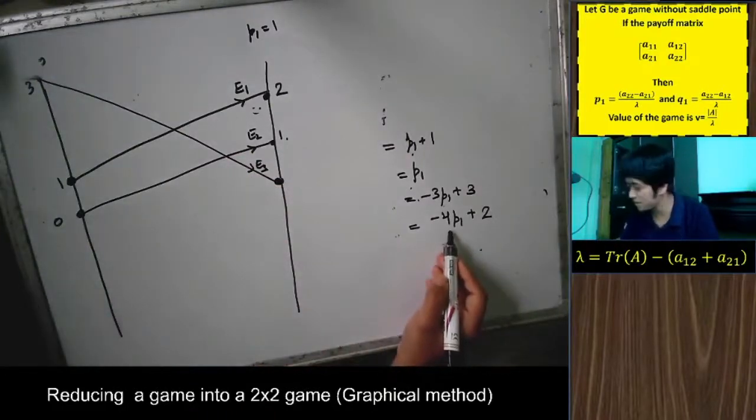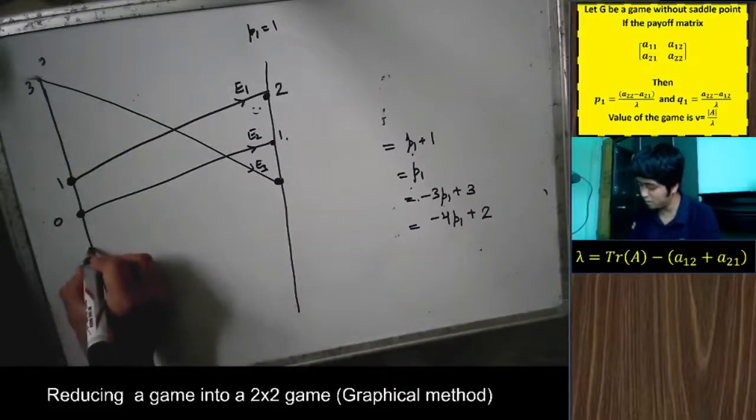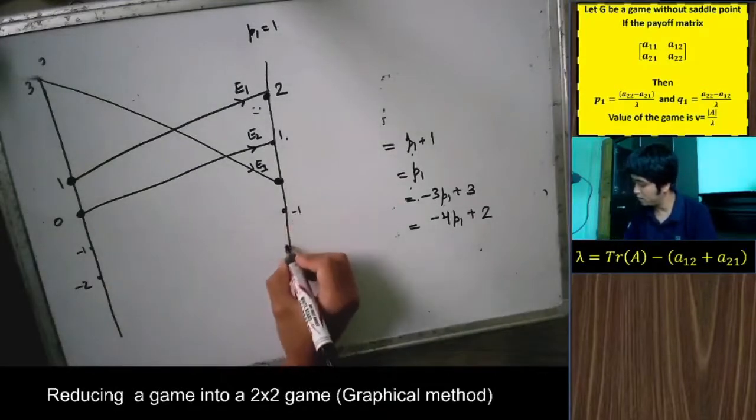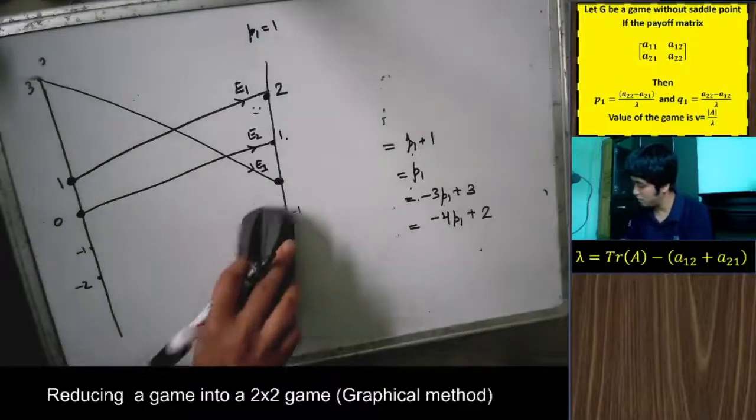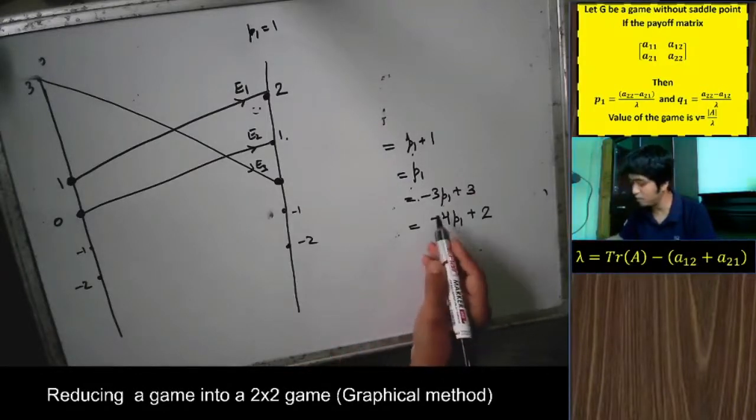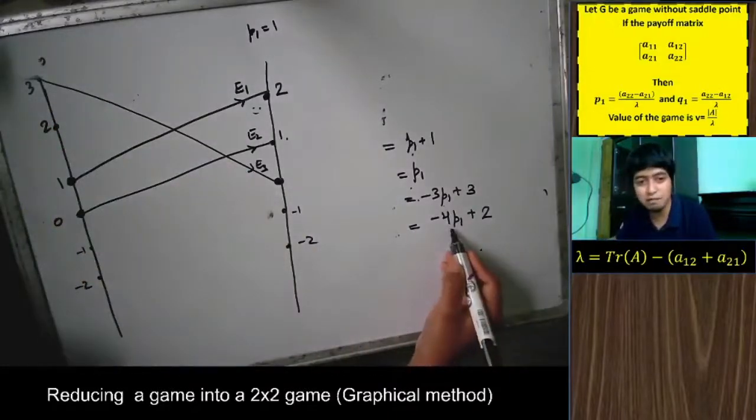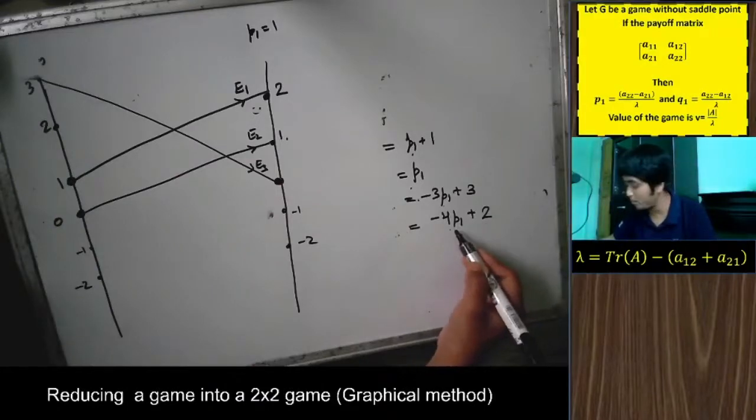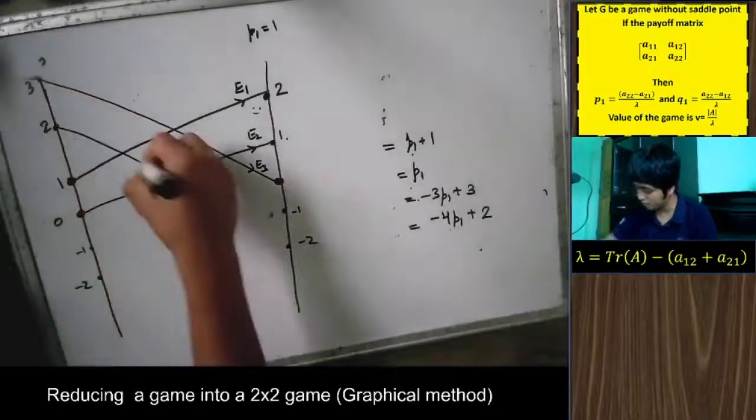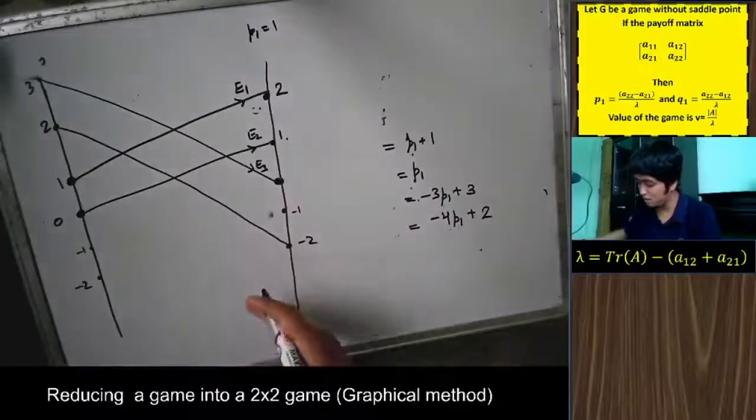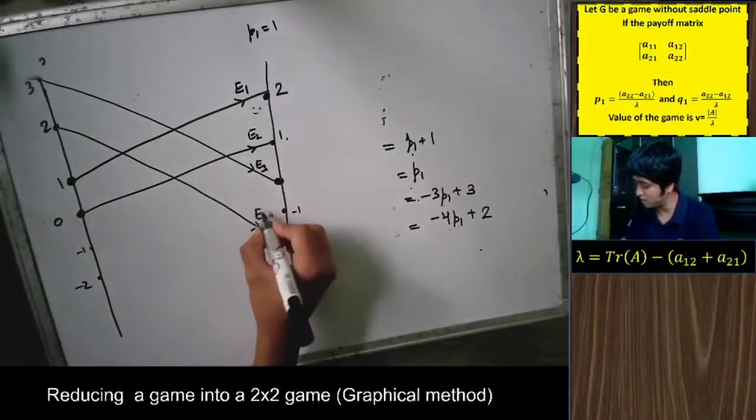Next, for this one, P1 is 0, you will be getting minus 2, okay, minus 1, minus 2, and over here, when P1 is 1, you will be getting 2. When P1 is 0, you will be getting 2, and when P1 is 1, you will be getting minus 2. So from 2 up to minus 2. As you can see over here, now this one is E3 and this one is E4.